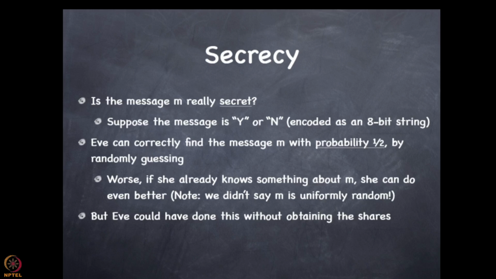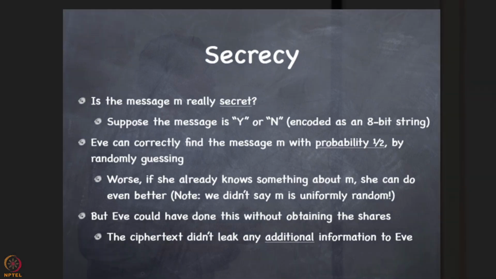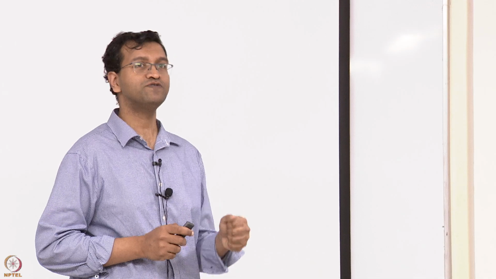Oh, sorry, forget the shares. I changed my slides, but this slide was about something called secret sharing, which we'll not talk about yet. So Eve could have done this without obtaining the ciphertext. The point is, it was not the fault of this encryption algorithm. We should still consider this encryption algorithm good enough because it didn't leak any additional information to Eve. And that's what we care about.